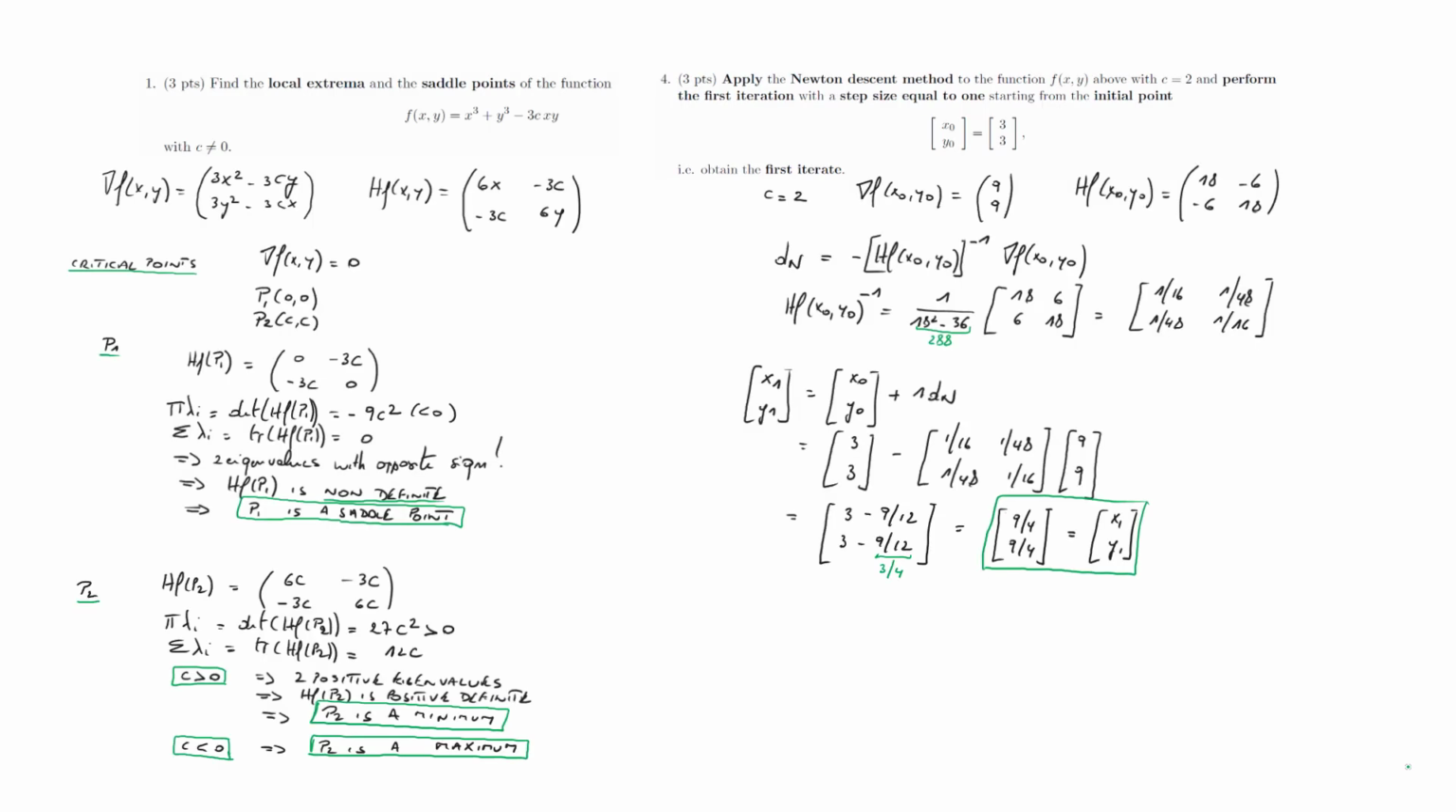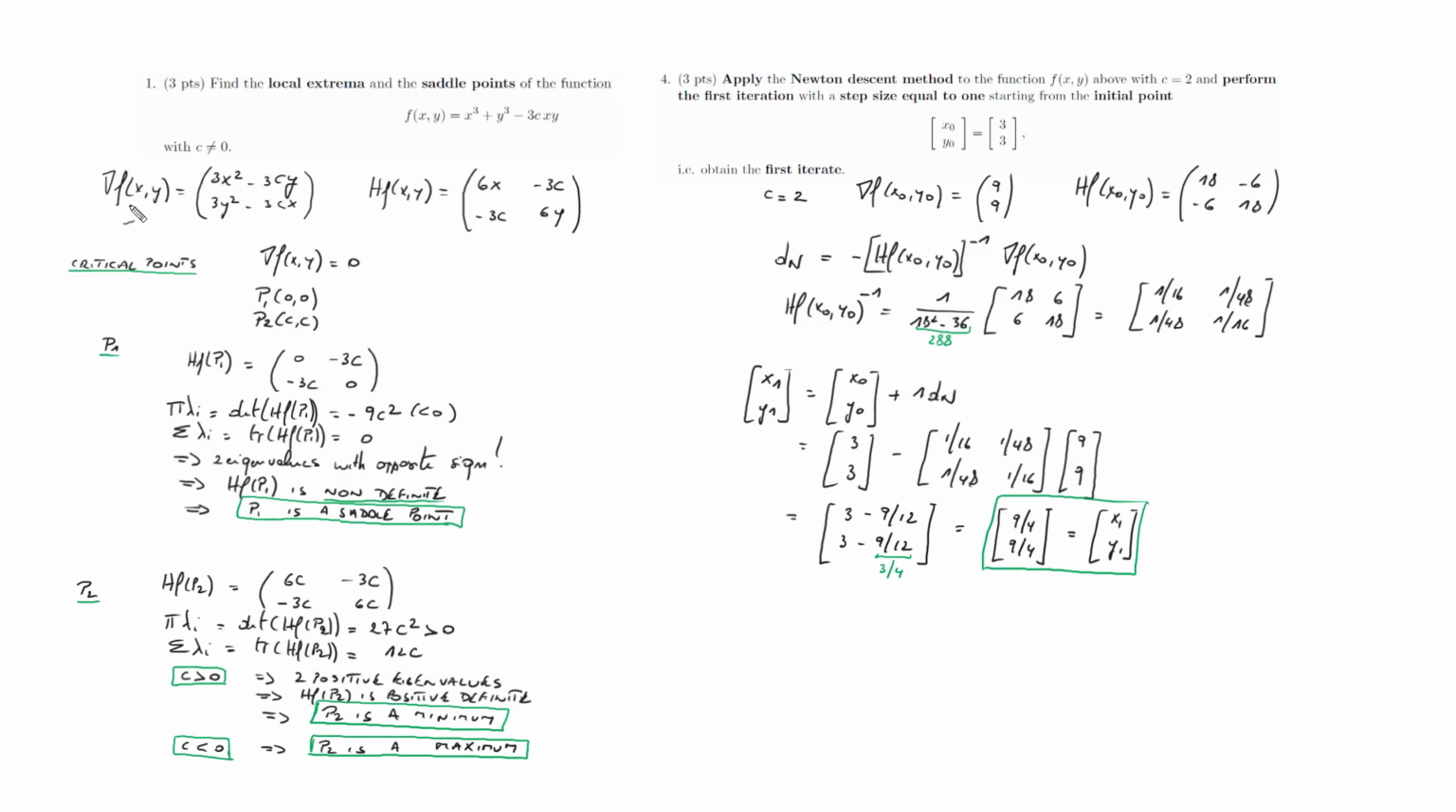For question 1, you have to find the local extrema and saddle points of the function that is shown on the screen. Question 4 is about numerical optimization. You have to apply the Newton descent method for this same function with c fixed to 2, and you have to perform the first iteration with a step size equal to 1 starting from the initial point that is given on the screen. As usual, if you're preparing your exam, you should try to do this by yourself and push the pause button. Well, let us have a look at the solution first of the first question over here.